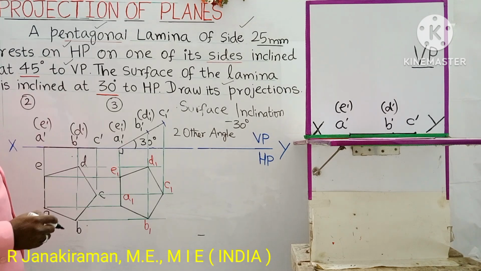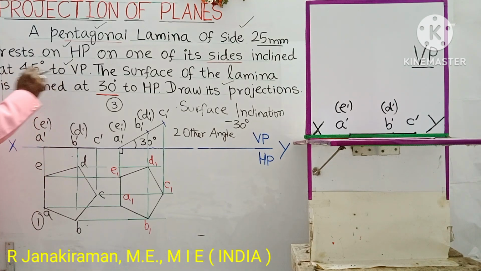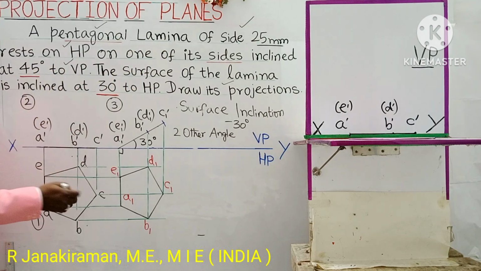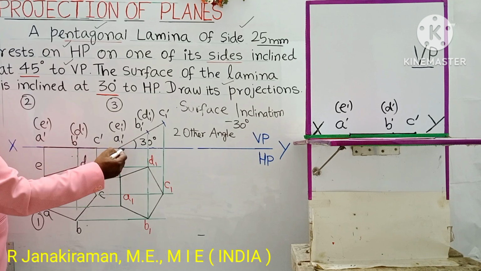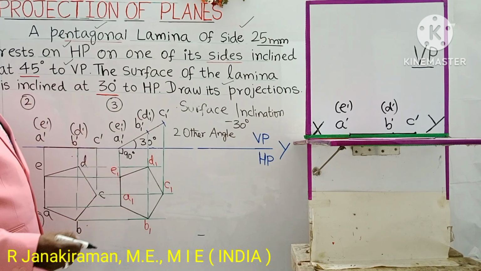For the straight line concept, you have to refer to the previous video for the position of a straight line. You have to see the basic introduction video. The side is inclined at 45 degrees to the VP. I consider AE as the resting side. Here it is 90 degrees with the XY line, so make this 45 degrees. 45 degrees will be less than 90.